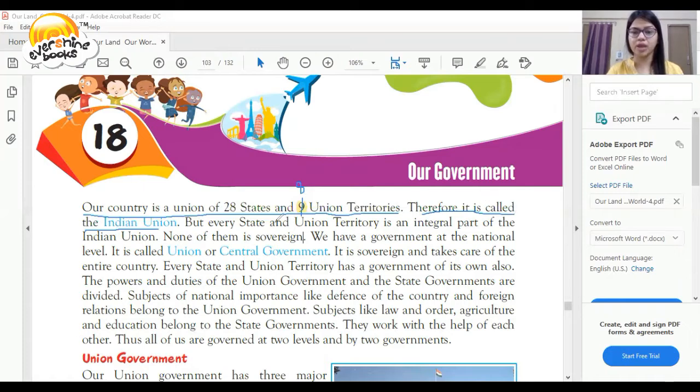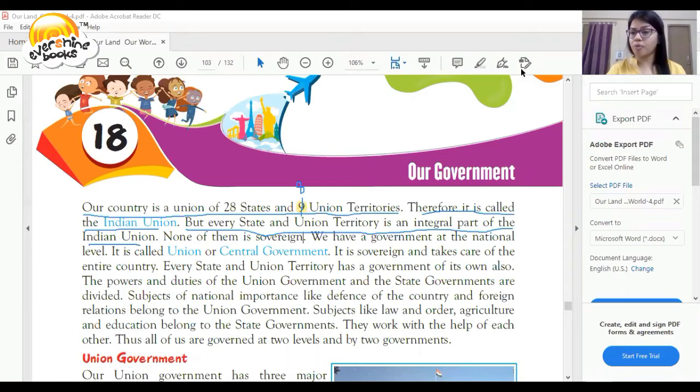As I am highlighting, every state and union territory is an integral part of the Indian Union. As you all know, every state and union territory plays an integral part in the Indian Union. So, none of them is sovereign.